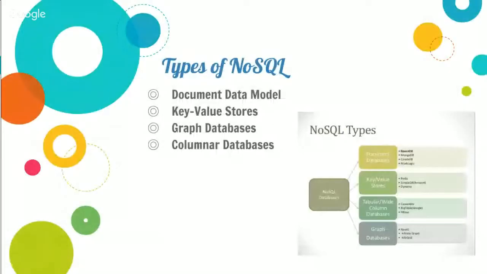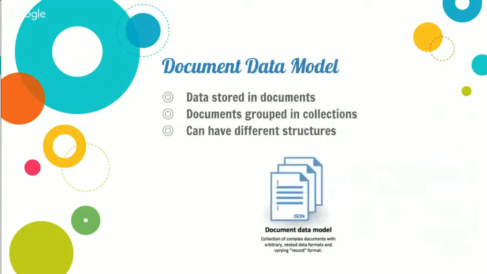There are a few different types of NoSQL databases that include the document data model, key value stores, graph databases, and columnar databases. For the document data model, instead of storing data in rows and columns and in tables, data is stored in documents, and these documents are grouped together in collections. Each document can have completely different structures. Document databases include CouchDB and MongoDB.